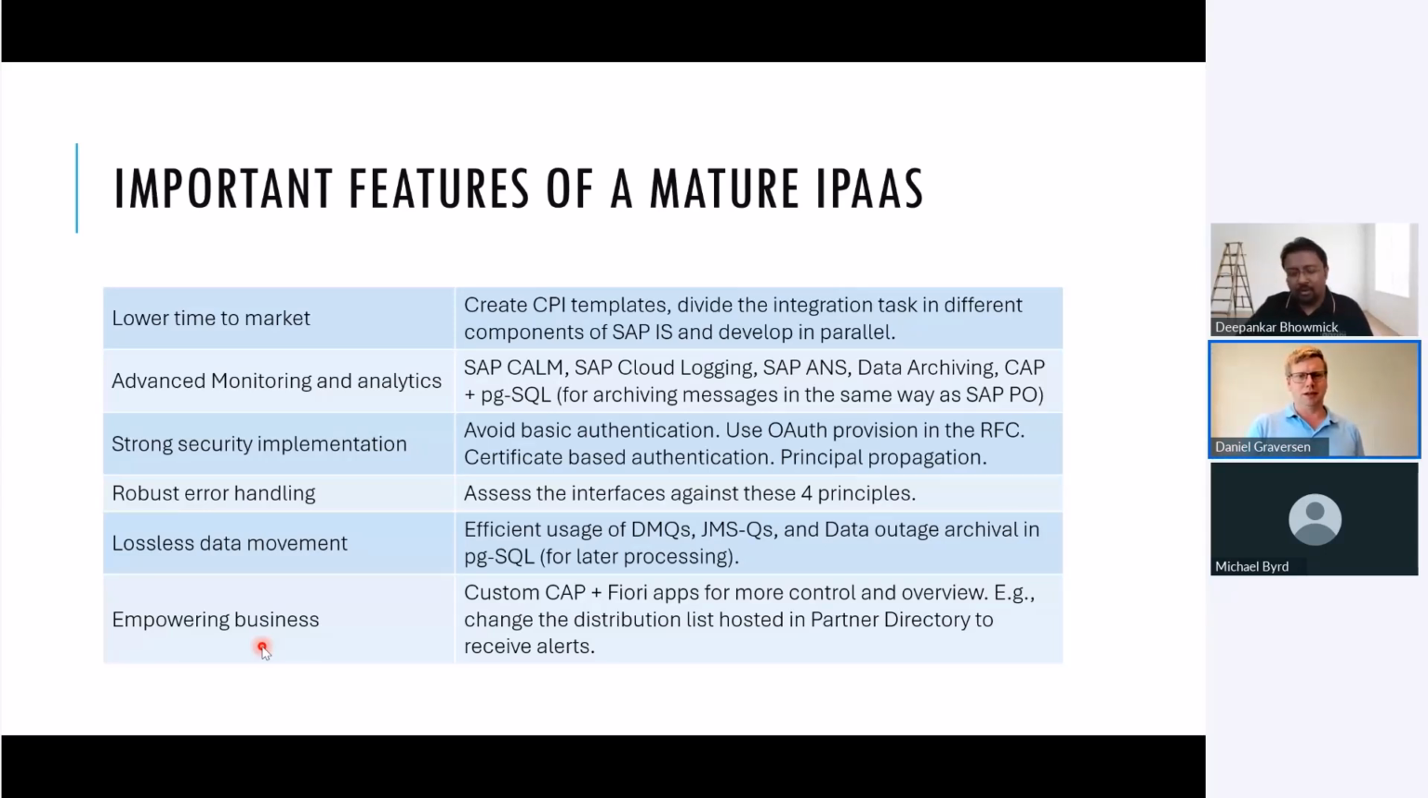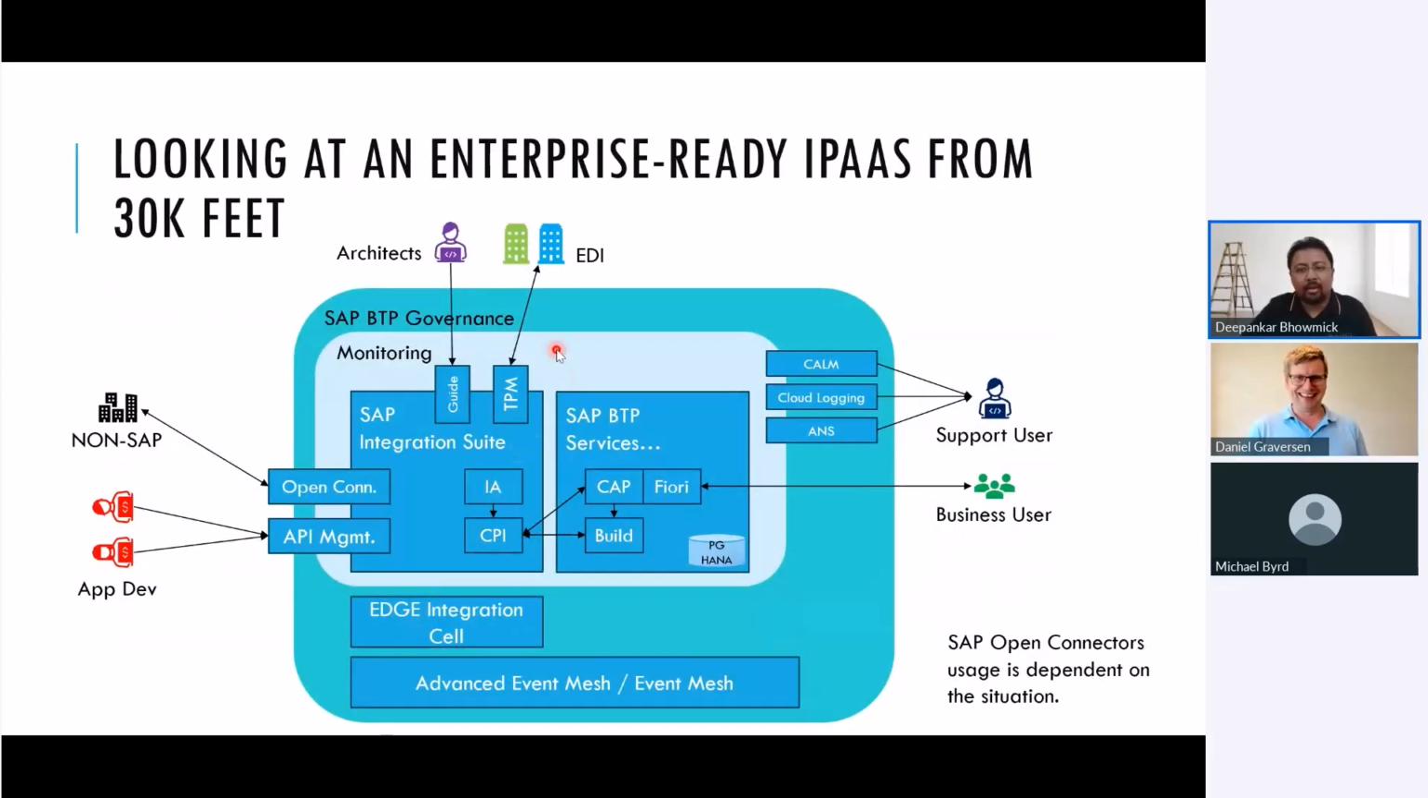Now let's see this slide. Looking at the enterprise-ready iPaaS from a very high level, from 30,000 feet. Here you see there are a lot of components and a lot of different kinds of users: a support user, a business user, app developers, architects, and obviously the integration developer. Different components are there for different purposes.